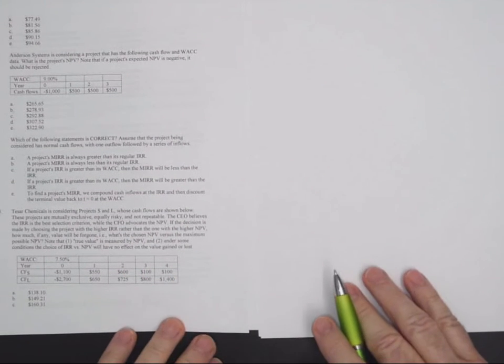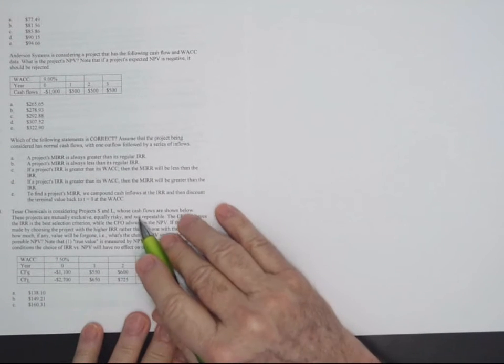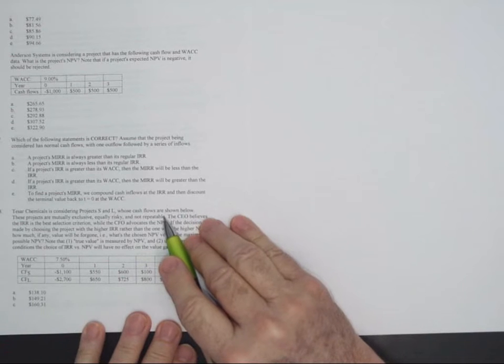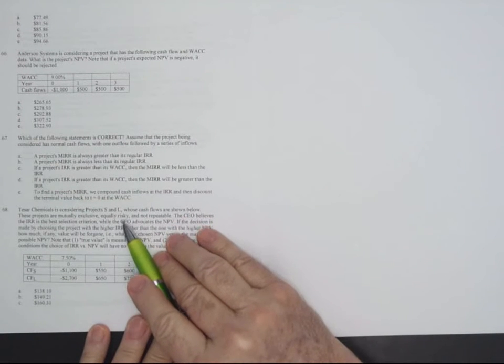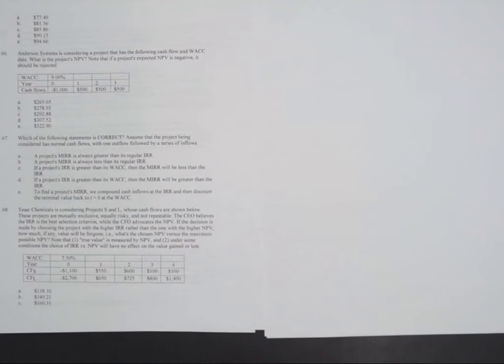Okay, 68 says, I've got two projects whose cash flows are shown below. Mutually exclusive, equally risky, not repeatable. That's to sort of warn you that this is not like one of the problems at the end of the chapter where I said we're not going to cover these because nobody else is covering them. That's just to throw you off of that concern.